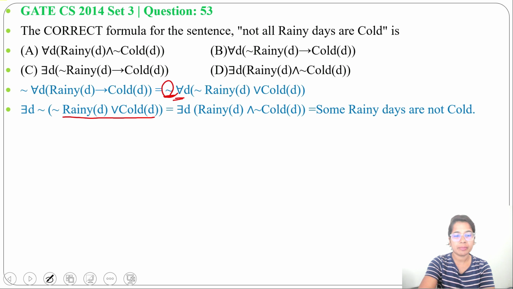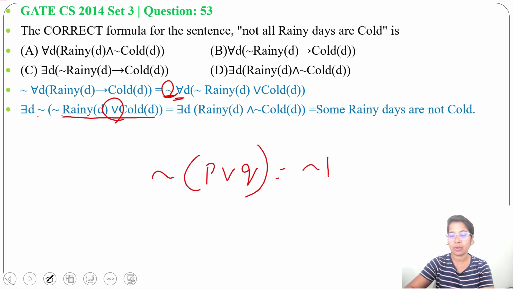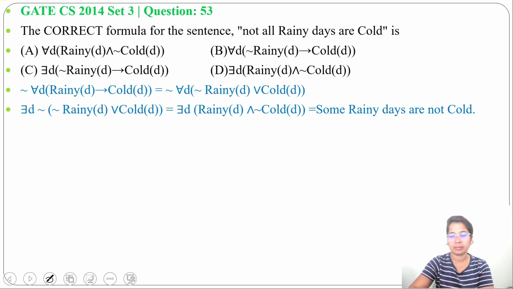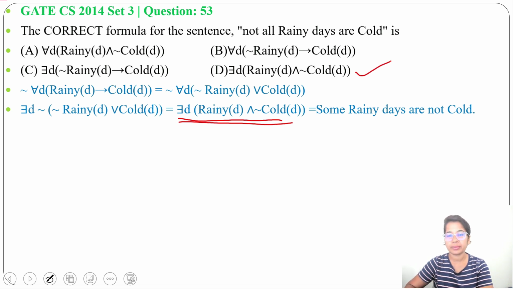Next we will apply De Morgan's law. So negation of negation will be positive, and this or will be and negation of cold D. We know negation of P or Q, according to De Morgan's law, is negation of P and negation of Q. So negation of negation rainy day will be rainy day and negation of cold D. If we write it as a statement, it is some rainy days are not cold, and that is exactly present in option D, so the answer will be option D.